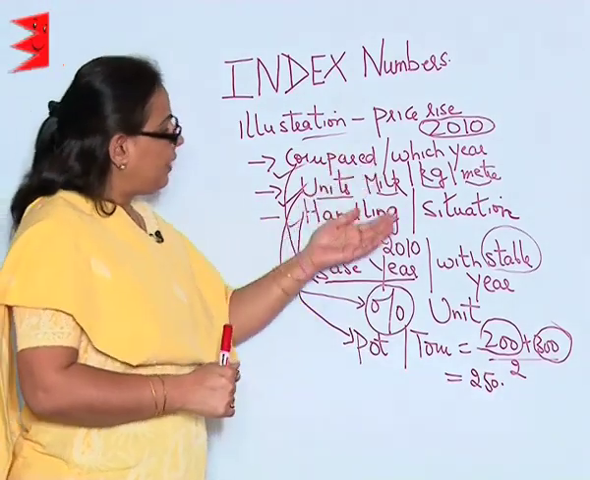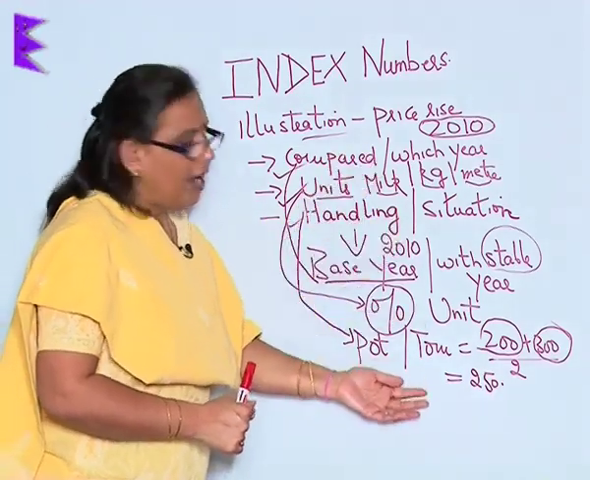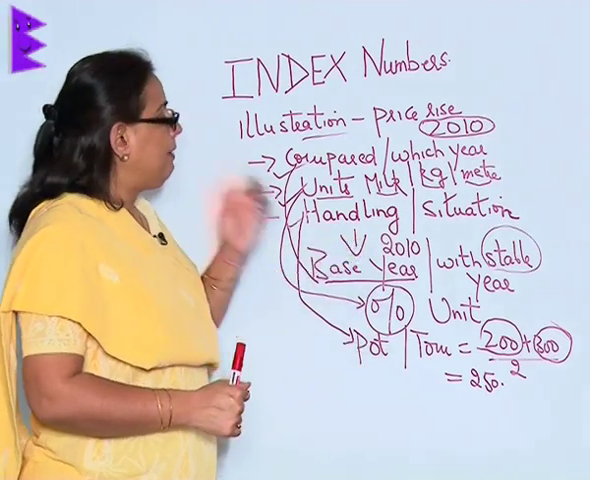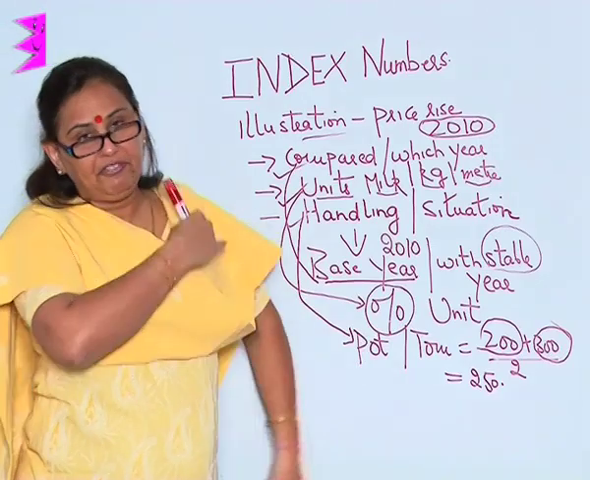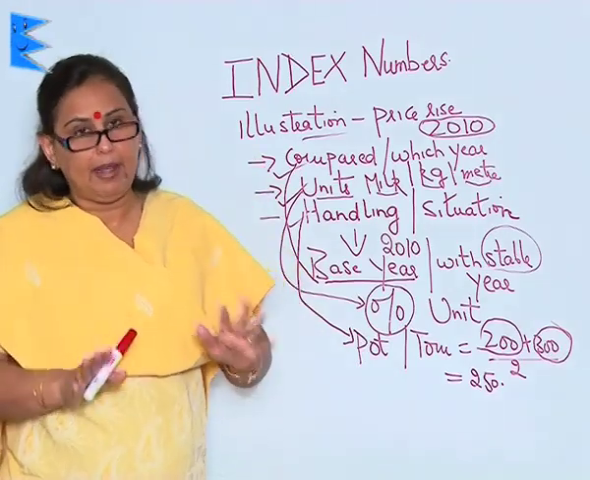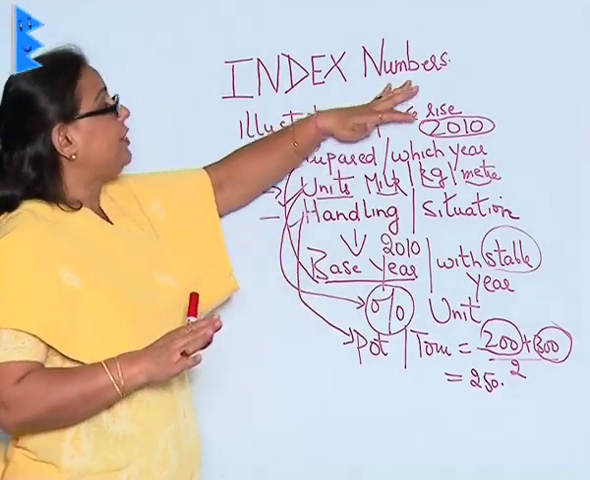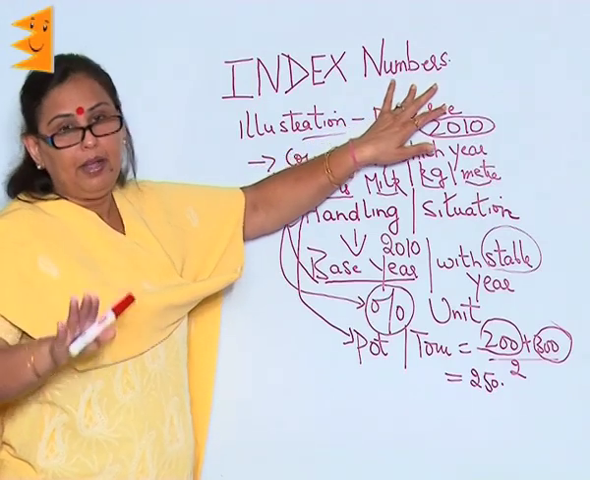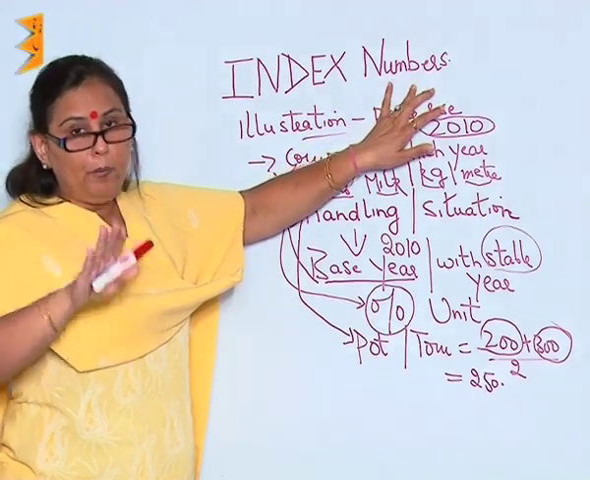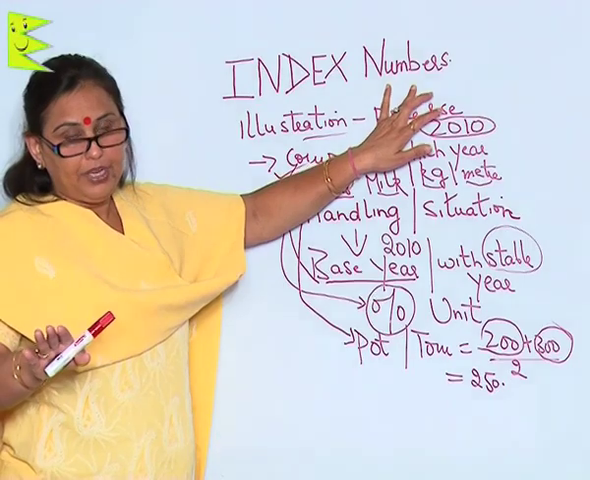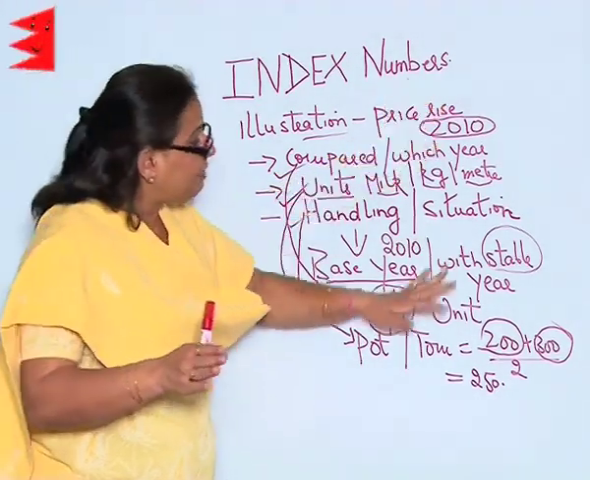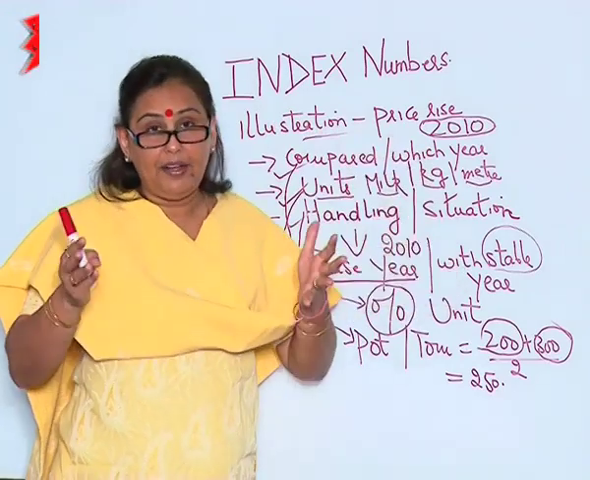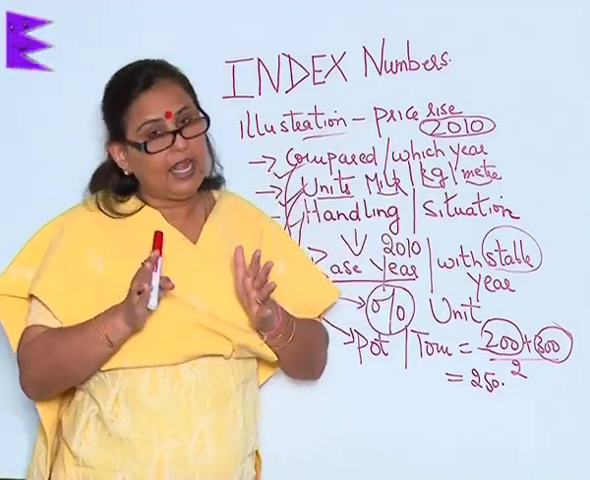So here are the problems and here are the solutions to those problems when I am calculating or framing an index number. So you have understood that index number is related to price rise, is related to inflation, deflation, and the changes which are occurring as far as the prices are concerned.